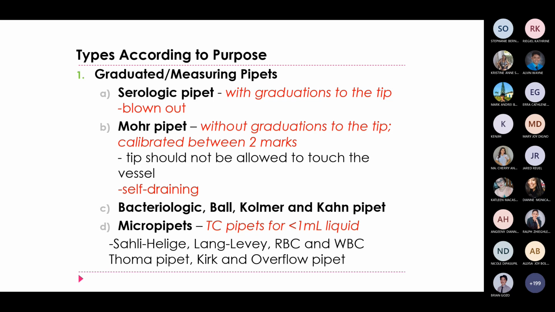Sa acid hematin, di ba, yung hemoglobin combines with the 0.1 normal HCl and thereby it produces a yellowish-brown pigment that you call acid hematin. And other types of it are Lang-Levy, RBC, and WBC pipette. Yes, you are familiar with that. So Thoma pipette, Kirk, and overflow pipette.